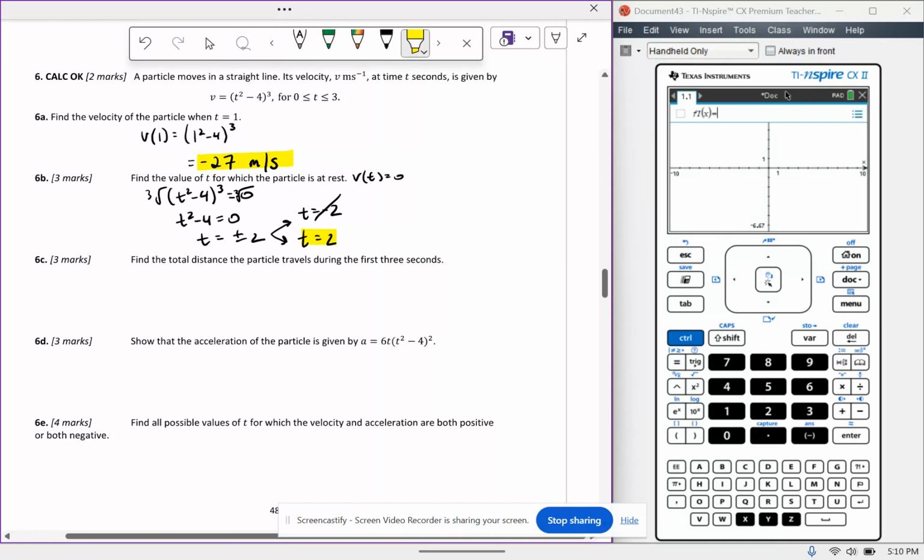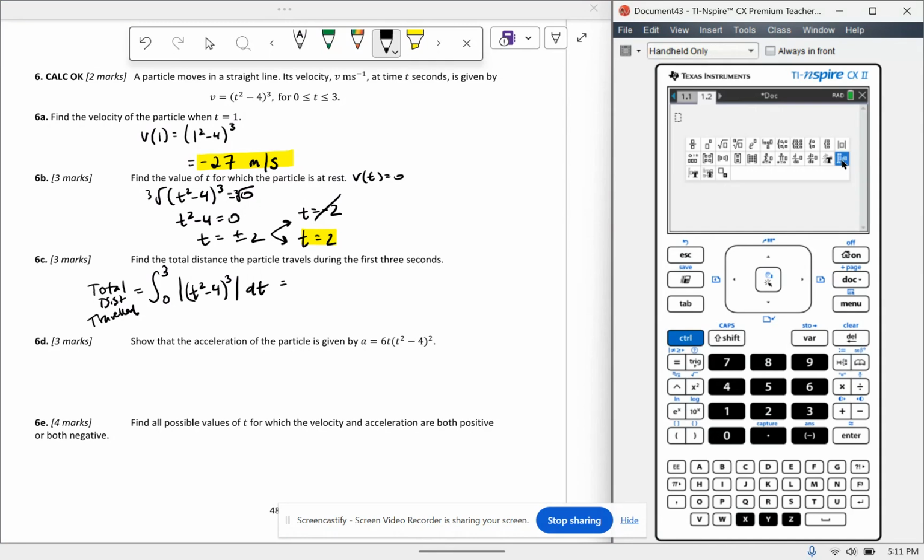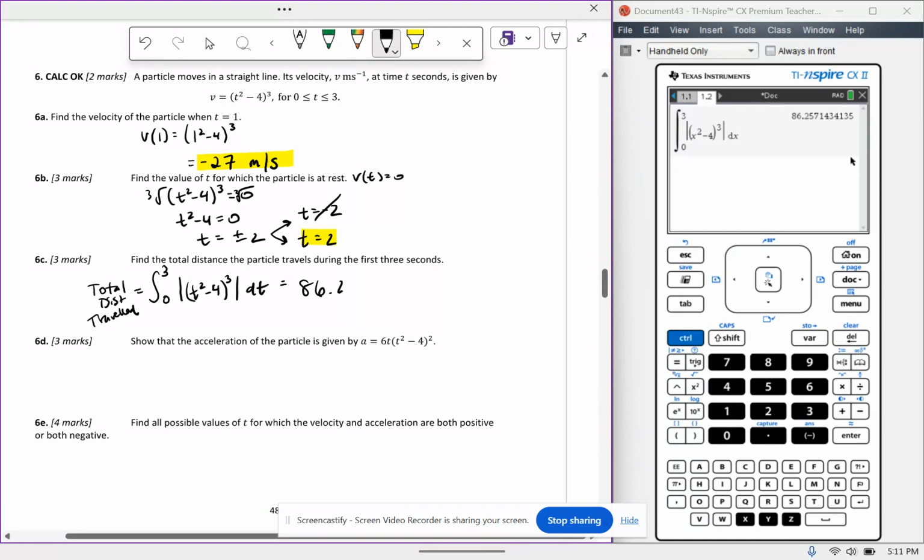Find the total distance the particle travels during the first 3 seconds. Okay, so this is a calculator question. Total distance traveled. I'm going to integrate the absolute value of the velocity curve from 0 to 3. I get 86.257, which equals 86.3 meters.